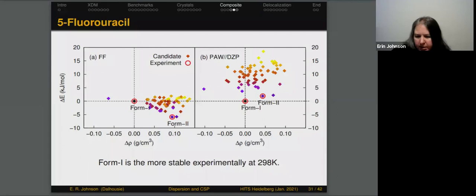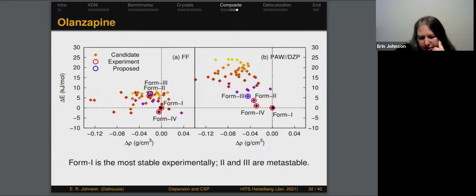Our second example is olanzapine, and olanzapine has four known polymorphs. Actually, at the time we had started this study, there were only three known polymorphs, form one, form two, and form three. And for form three, the X-ray structure actually hasn't been solved. There's only powder pattern data. So the structure for form three is actually a proposed structure, but hasn't been rigorously confirmed by single crystal X-ray. And while we were conducting this study, a fourth polymorph, form four, was experimentally isolated.